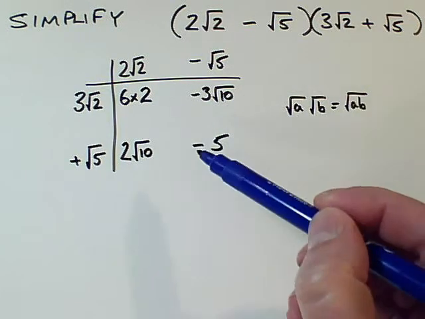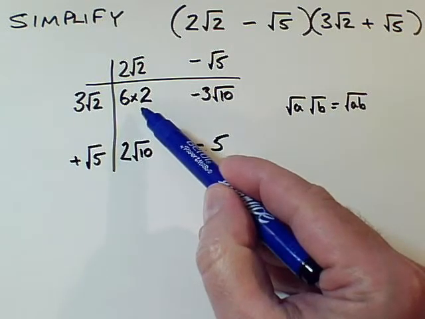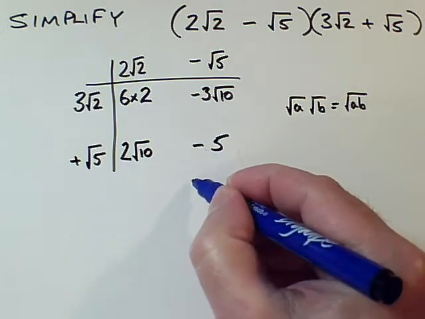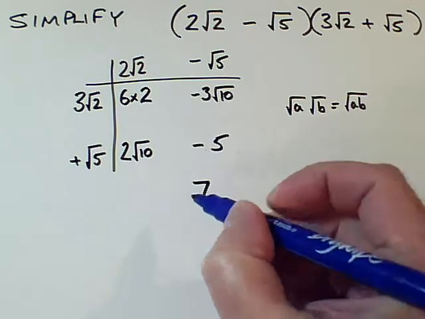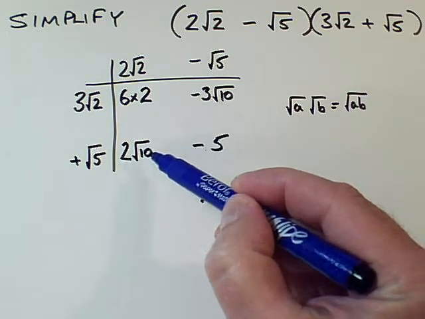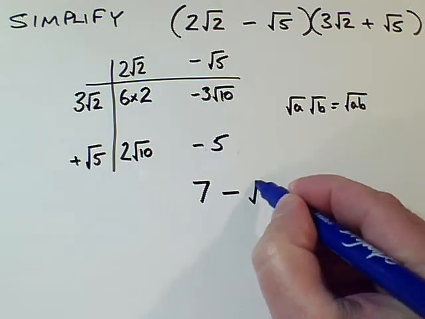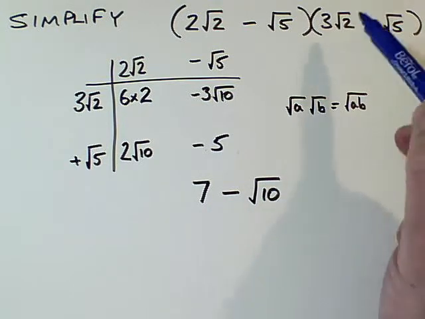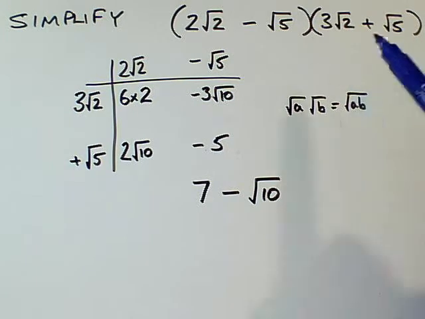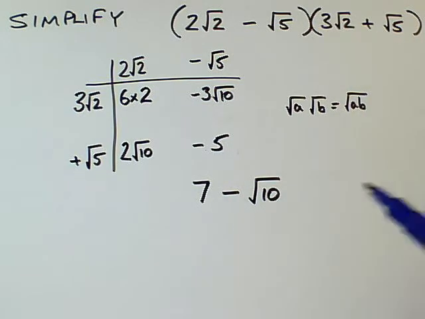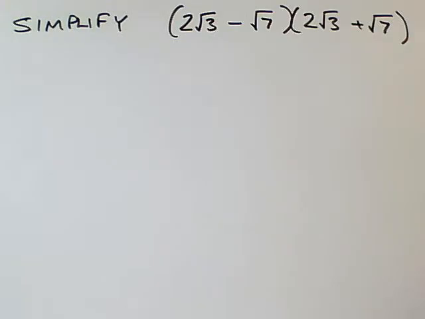Now all I've got to do is combine the terms. 6 times 2 is 12. Take away 5 gives me plus 7. And then with root 10s I've got 2 of them here, but I've got minus 3 of them there, so I end up with just minus root 10. So the answer to this complicated looking expansion is simply 7 minus root 10. Let's follow up by looking at this one.